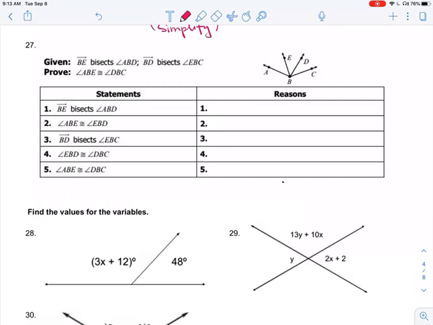All right, BE bisects angle ABD. So I'm going to go ahead and mark that. BE bisects angle ABD, so that is here and here in our given. And BD bisects angle EBC. I'm going to go ahead and put that one in here. All right, so angle ABE is congruent to angle EBD because that angle is being bisected. So that is our definition of an angle bisector.